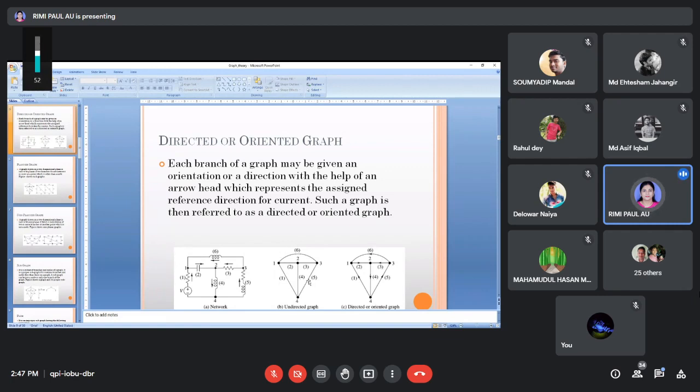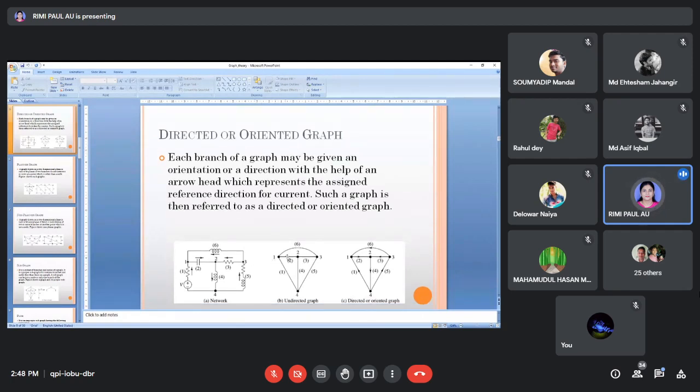Now from this you have to draw a tree. Whenever you draw the tree, you have to make a tree where all nodes are present but no loops are present. In this way you have to draw a tree. Now the branches of the tree are known as twigs, and the branches which are not a part of the tree are known as links or cords.